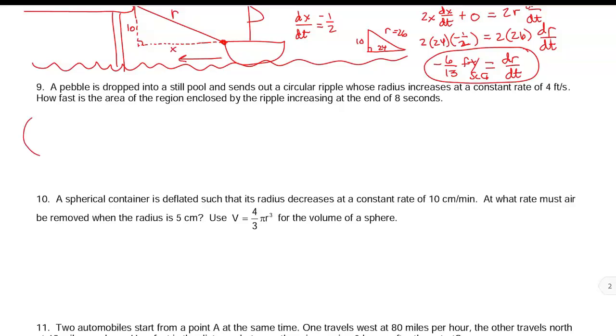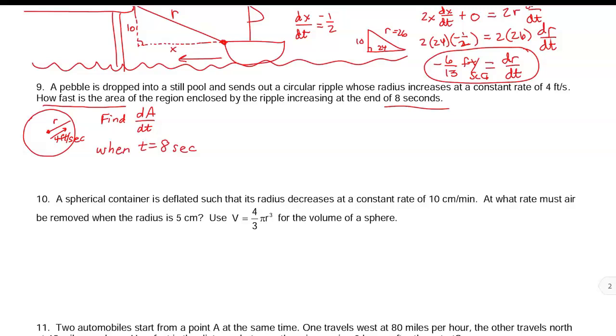Number 9: a pebble is dropped into a still pool and sends out a circular ripple. So we're talking about a circle. We may not need the picture, but we'll draw a circle, and it sends out a ripple. The radius, call it r, increases at a constant rate of 4 feet per second. So it's increasing, it'll be positive. And then they're asking how fast is the area enclosed by the ripple increasing. So that means they want us to find dA/dt, A for area, when time equals 8 seconds.